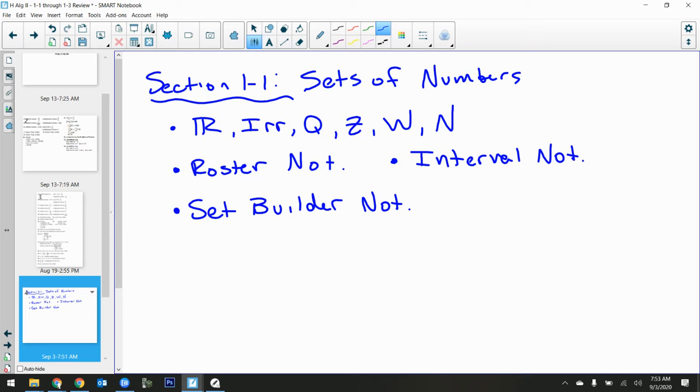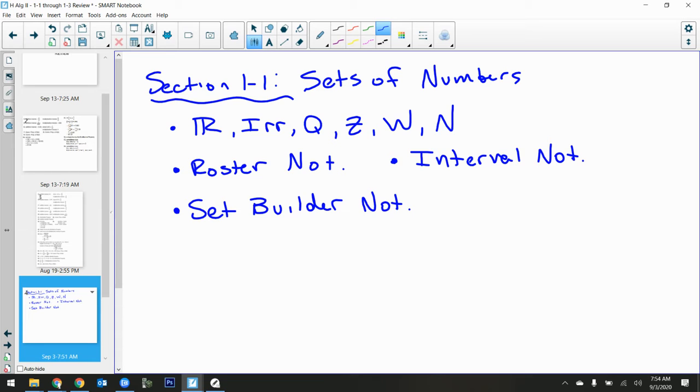I could write them out in words and ask you to put it in roster notation. I could give you an inequality and tell you to put it in interval notation. I could give you a number line graph and ask you to put it into set builder notation. I could give you interval notation and tell you to put it into set builder notation. I could give you set builder and tell you to put it into roster. So there's all sorts of different things I could ask you within the notations. Okay. I think that's it for the notations, in my opinion, just looking back there.